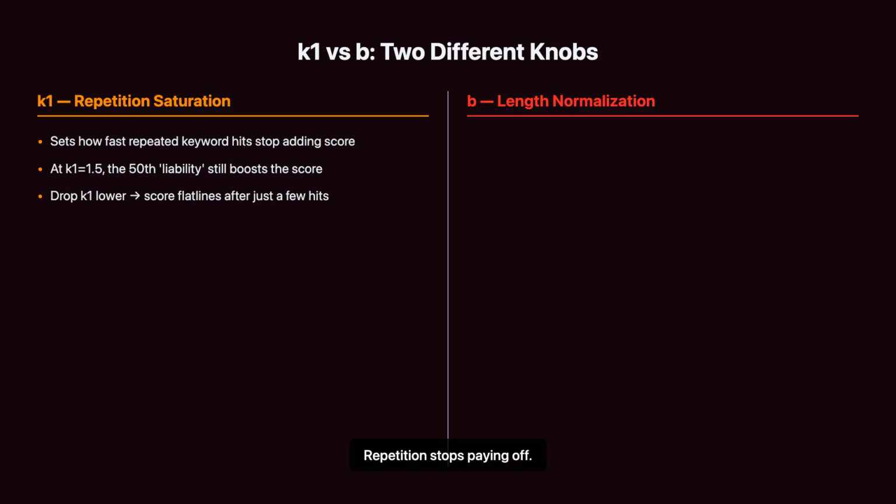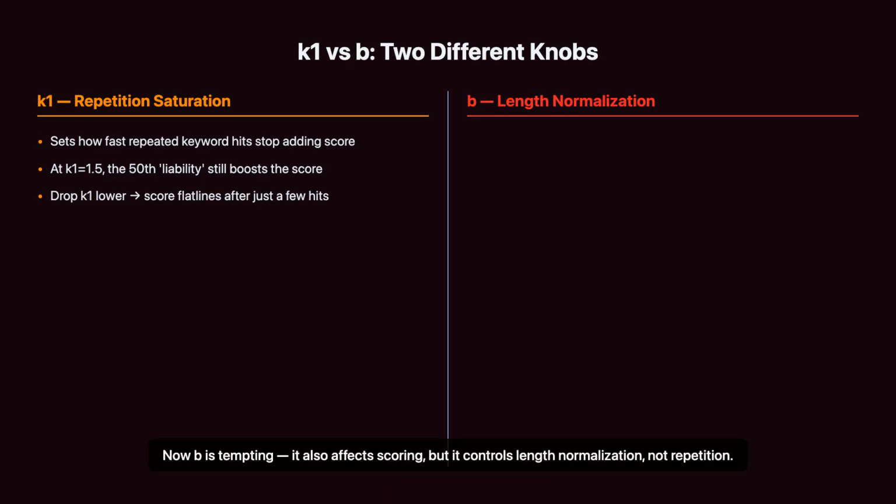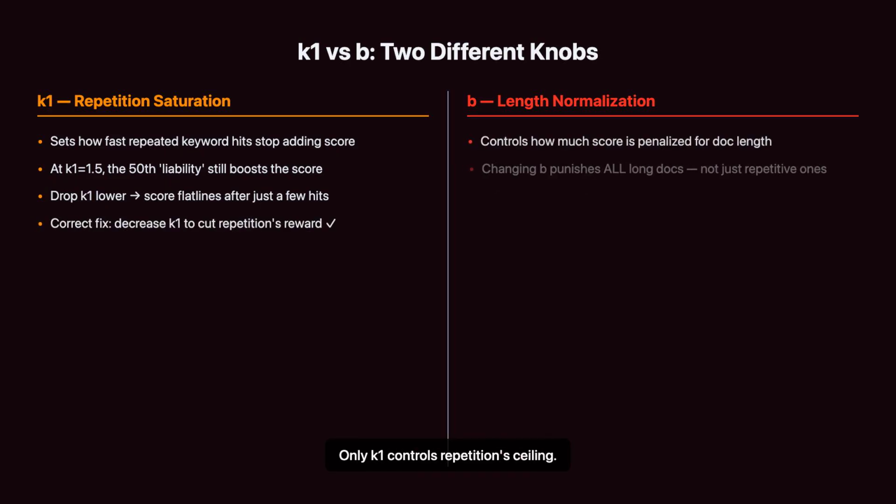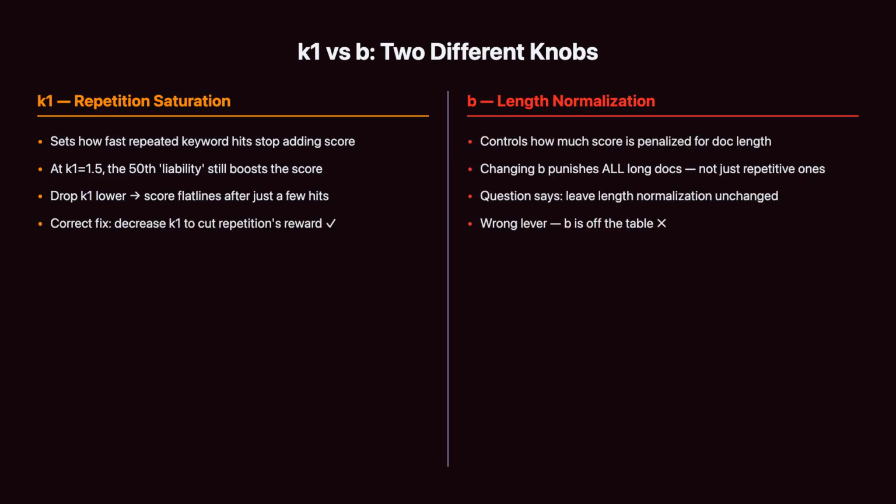Repetition stops paying off. Now B is tempting. It also affects scoring, but it controls length normalization, not repetition. The question explicitly says leave length normalization alone, so B is off the table entirely. The trap is thinking both parameters work the same way. Only K1 controls repetition's ceiling.